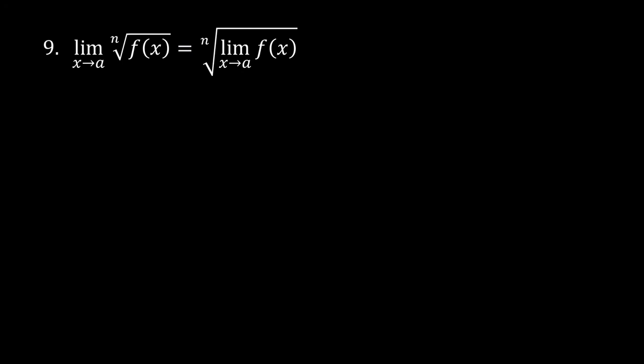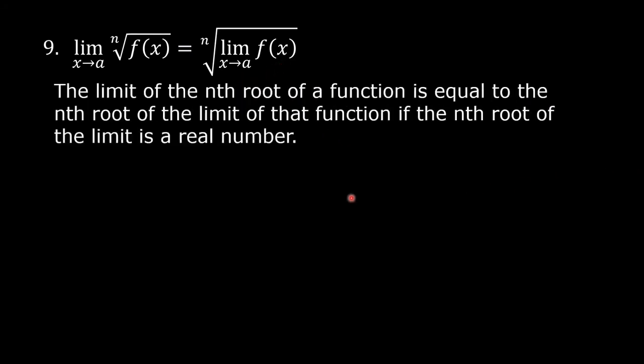Theorem number 9. The limit of the nth root of f of x as x approaches a is equal to the nth root of the limit of f of x as x approaches a. This means the limit of the nth root of a function is equal to the nth root of the limit of that function if the nth root of the limit is a real number.